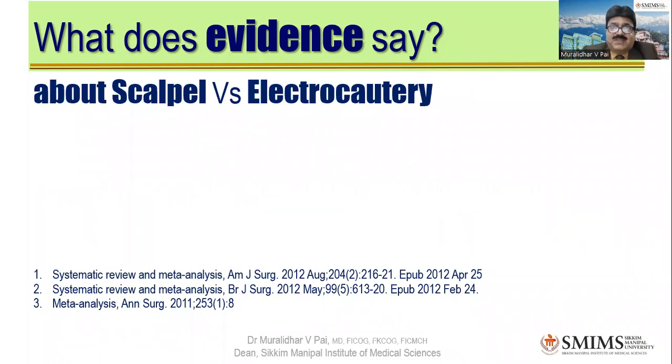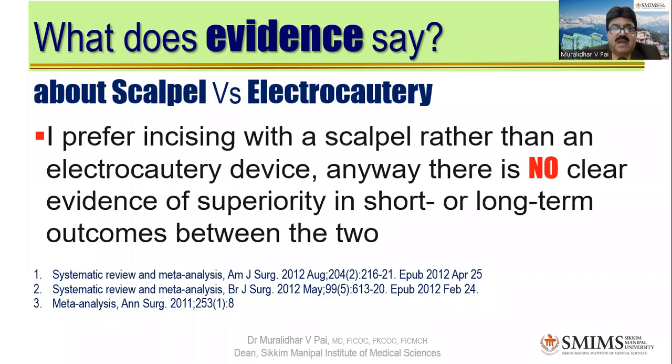Then comes the simple point, whether to use scalpel or electrocautery. Most of the postgraduates must have now seen, in surgeons especially, they use electrocautery everywhere. That has become a style. Even the rectus sheath is divided by electrocautery, muscle is divided by electrocautery, the fat is divided by electrocautery, everything is electrocautery. What is the evidence about these two? Again, it's systematic reviews and meta-analysis that will say about this. I personally prefer incising with a scalpel rather than an electrocautery device, unless maybe in gynecological surgeries, where I use that.